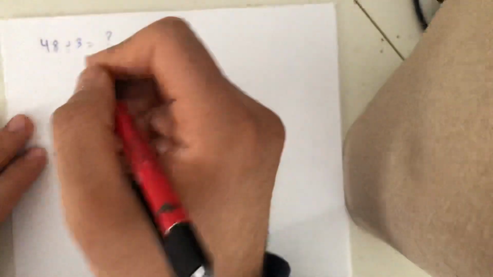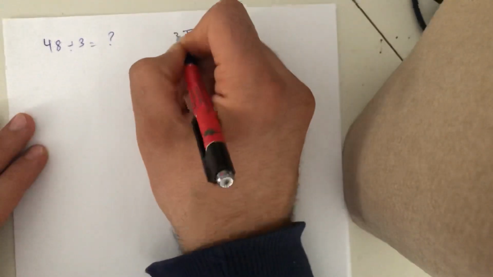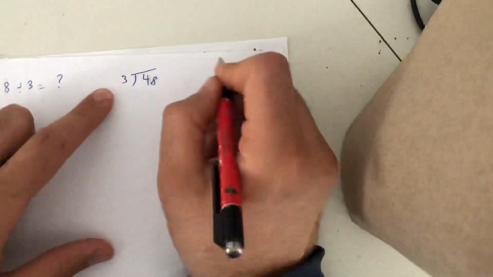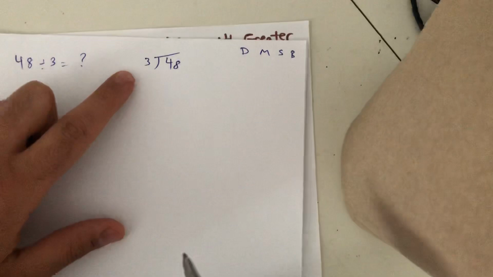48 divided by 3 is equal to what? I gave you this question, so go ahead and put it in a long division form. 48 divided by 3 is equal to what? How many times? So again, let me write my DMSB so I do not forget the steps.